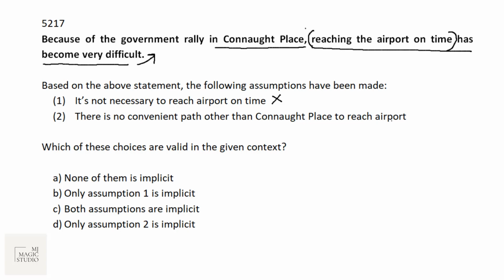There is no convenient path other than Connaught Place to reach the airport, and that's why this difficulty is being raised. Because there is a rally at Connaught Place, they are facing difficulty in reaching the airport on time, because there is no convenient path other than Connaught Place. Based on this assumption, this statement can be inferred. Assumption 2 is implicit. Out of these two, option D is the pick.